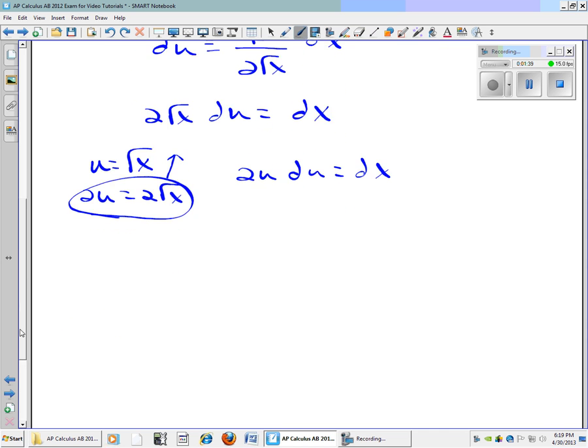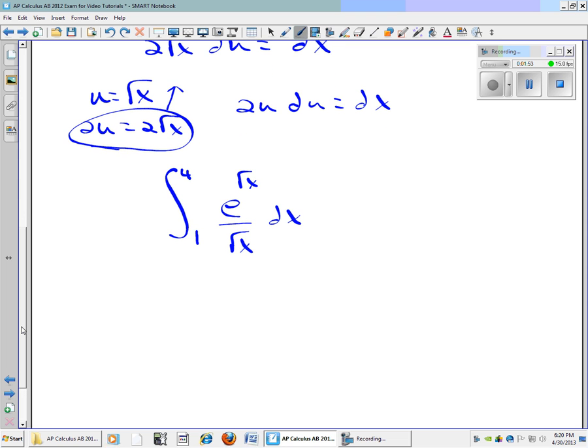Now let's begin with our original problem. We were asked to find the integral from 1 to 4 of e to the square root of x divided by the square root of x dx. The first thing I need to do is change my limits of integration. If u was equal to the square root of x, then if I substitute in 4, I'm going to get 2. My new limit of integration will be 2 at the top. And if I substitute in 1, I'll get 1. Square root of 1 is 1. And that'll be my limit of integration at the bottom.